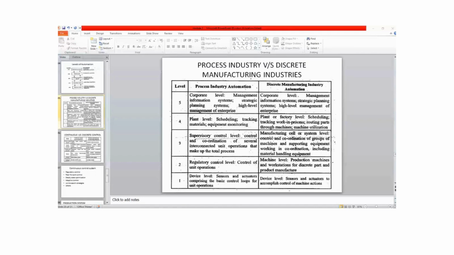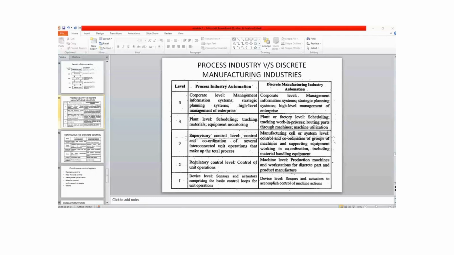Industry versus discrete manufacturing industry. So you can see here also there are levels. Here also there are different levels. You can see 1, 2, 3, 4. It has been mentioned. So in those automation levels, we are going to consider two industry automations.